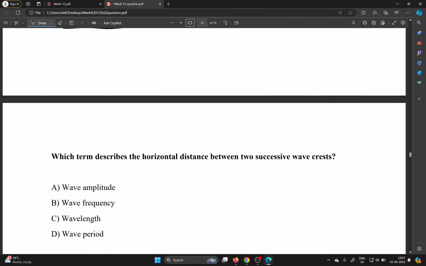Now, which term describes the horizontal distance between two successive wave crests? This is a very basic question. Wave amplitude, frequency, wavelength, or period? Definitely it will be the wavelength.